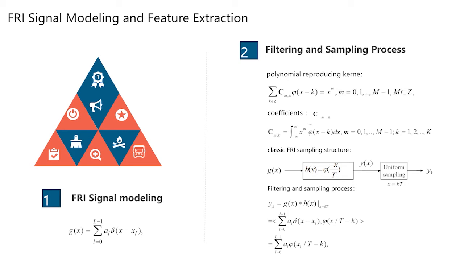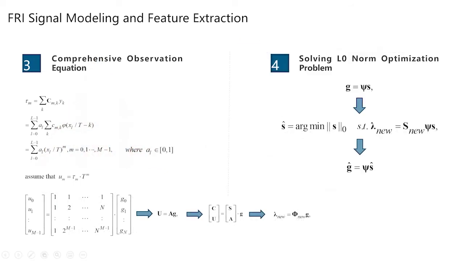Polynomial reproducing kernel can be written as this formula, and the coefficients can be expressed as this formula. Now we use this kernel to filter the FRI signal, and then we sample it to extract polynomial feature information. In this way, we can get k sample values. This picture is the classical FRI sampling structure, and the filtering and sampling process can be simplified to the following formula. Thirdly, the measurement values can be obtained by the following formula. We can write this formula into the form of matrix.